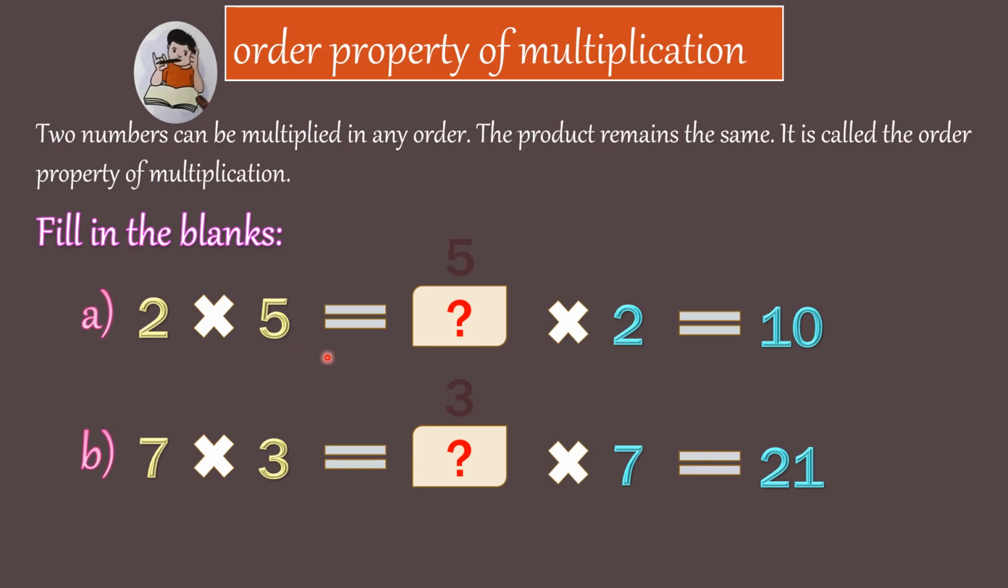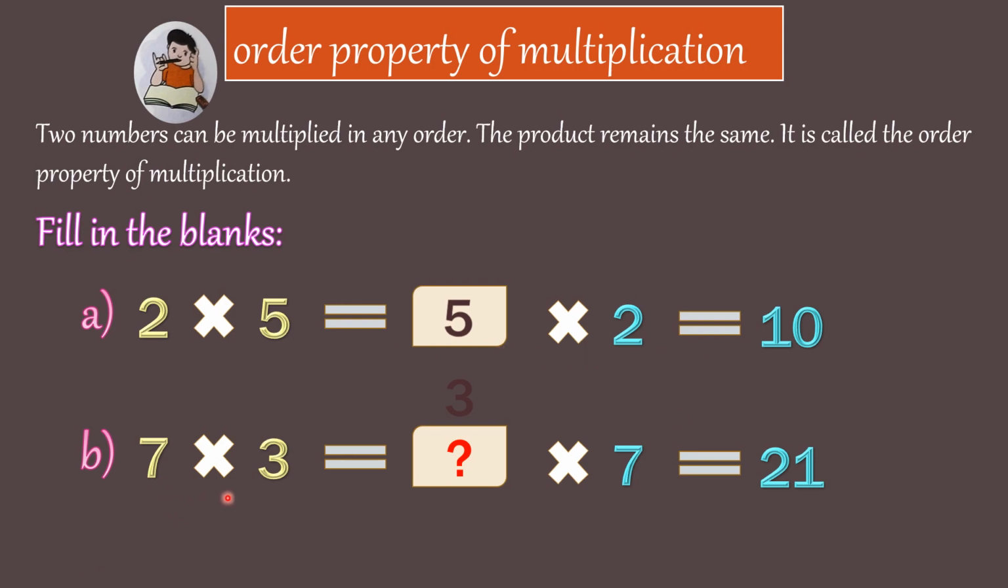Two numbers can be multiplied in any order. The product remains the same. So 2 into 5 is equal to 5 into 2 is equal to 10.